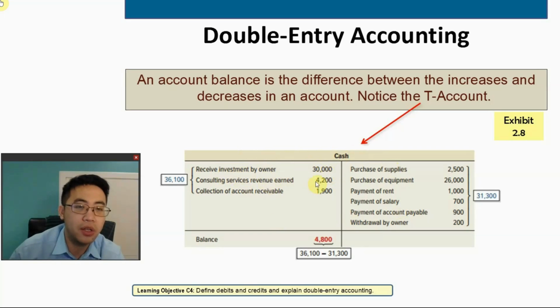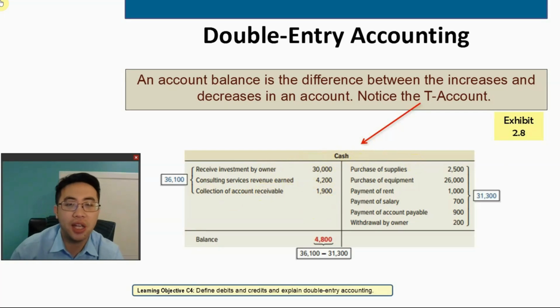And when the company earns revenue, there's an increase on the equity side. There's also an increase on the asset side, under the cash account. You see a $4,200 increase in cash. And also, if you collect your accounts receivable, it's not outstanding anymore. You just collect the money, so you get more cash, $1,900. So these are the positive effects on cash. Just because cash is an asset, any increase of assets is recorded as a debit, and it's always debit on the left and credit on the right.